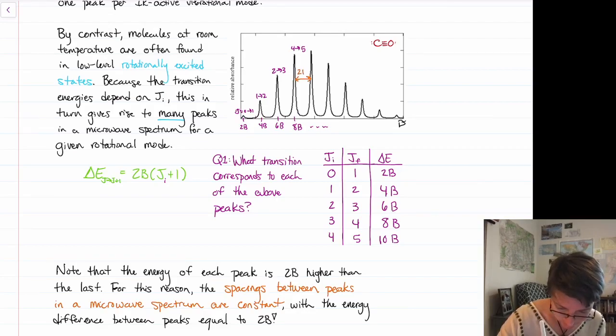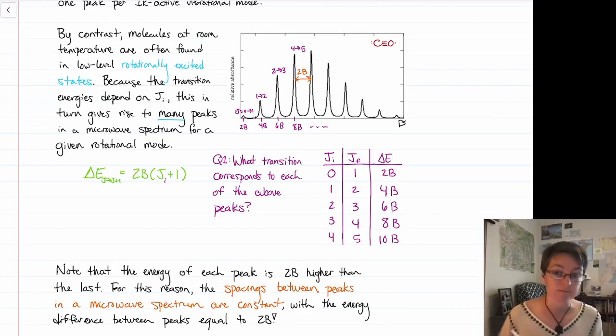And so if you wanted to figure out what B was based on a microwave spectrum, one way to do it would be by looking at an individual peak. But a second way to do it would be by looking at our peak spacing and setting that equal to 2B.